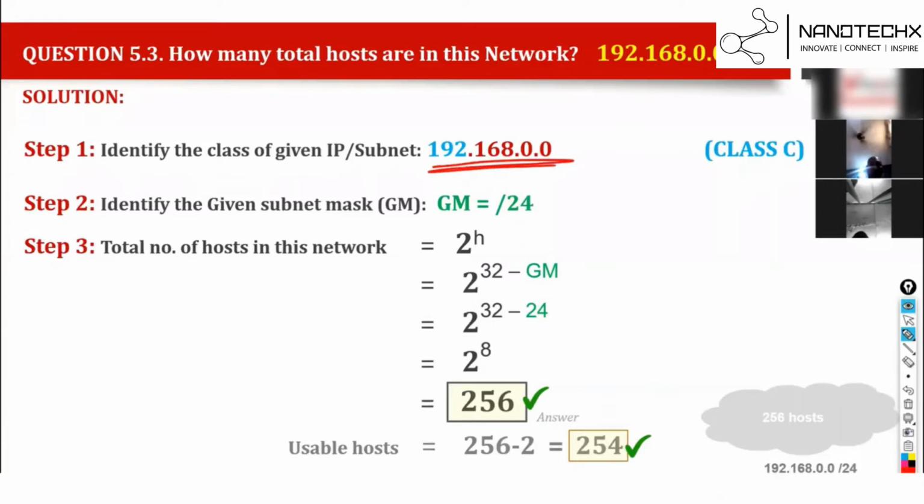Another example: 192.168.0.0. What is the given mask here? 24, right? 2 raised to power 32 minus 24 is 2 raised to power 8, which is 256. Minus 2, 254 usable. But we need to care about this one. This is the actual number.